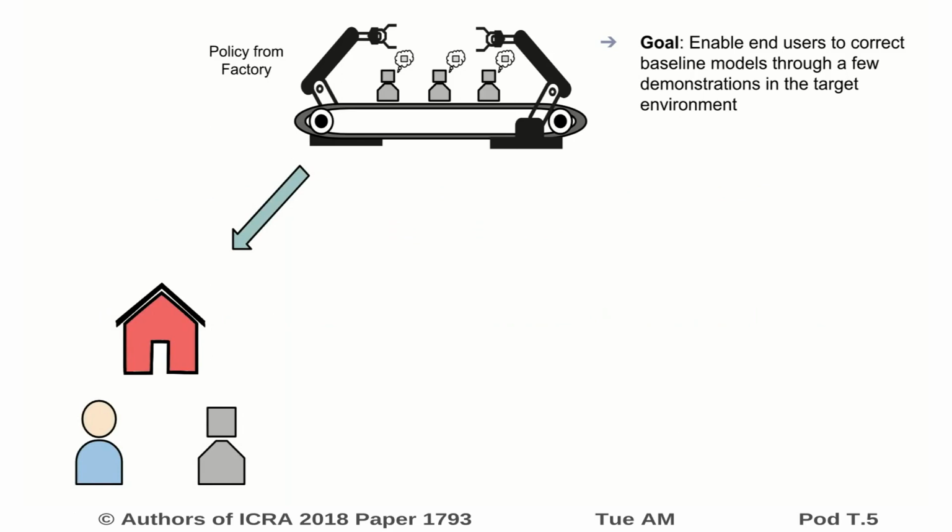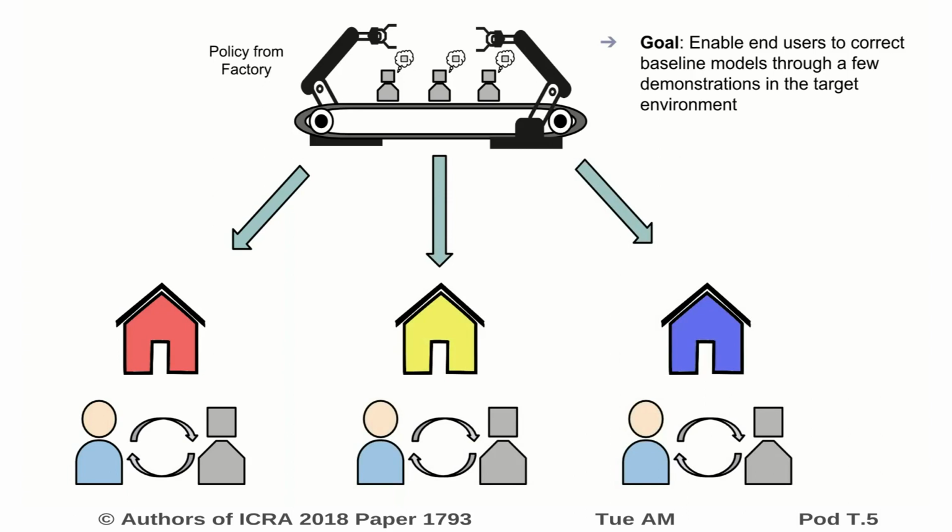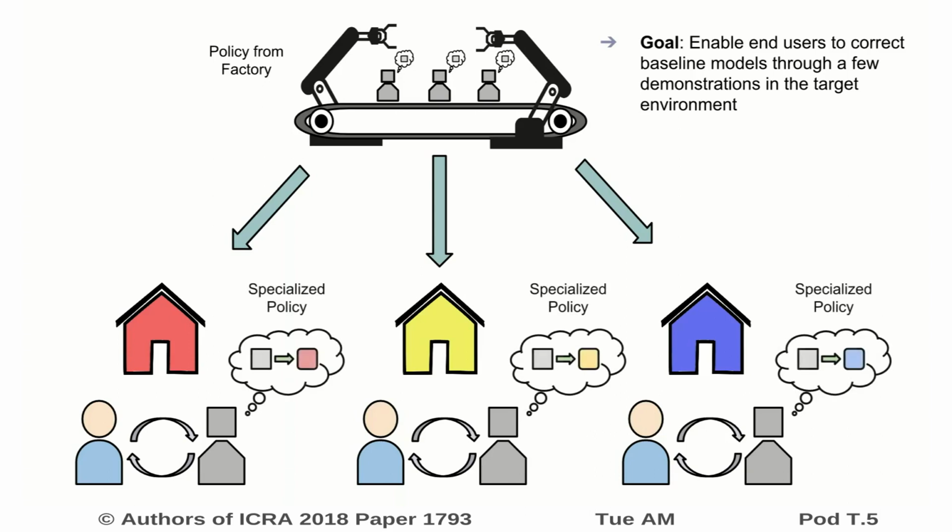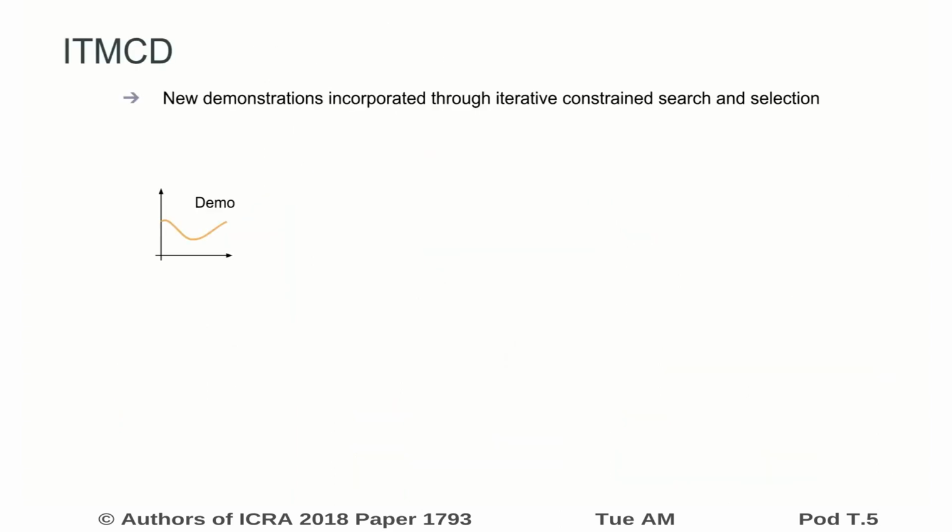Rather than learning a new model for those cases, which would require many demonstrations, it would be useful to enable end users to correct baseline models by providing a few demonstrations in the target environment. The key idea is to allow robots to reuse portions of the model that still apply and learn new components as necessary.